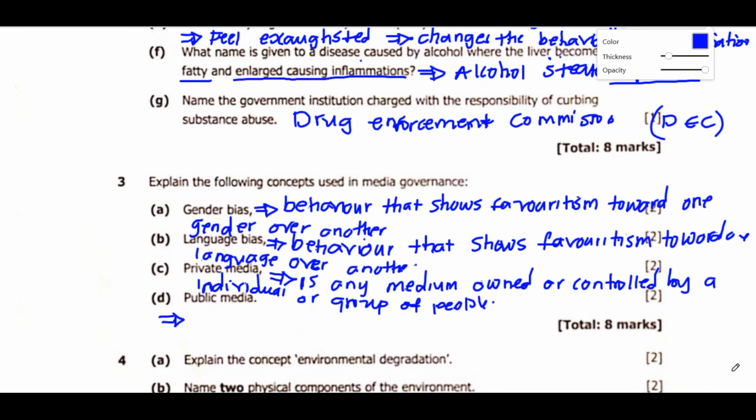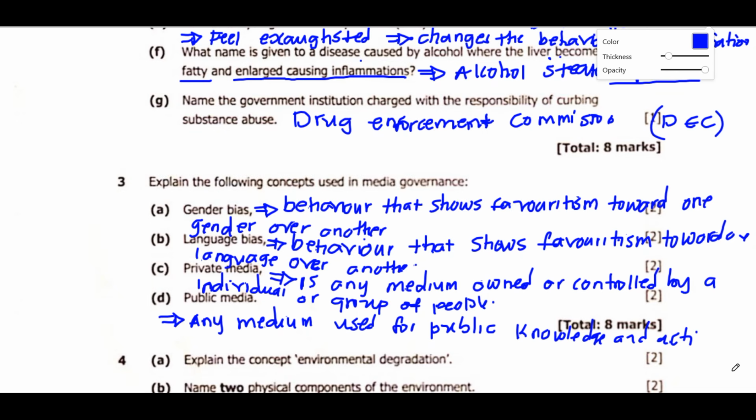Then for public, we know what public media are. We can say any medium used for public knowledge and action. For example, ZNBC channel is an example of a public media. Then Muvi TV is an example of a private media. So let's move on to question number 4.